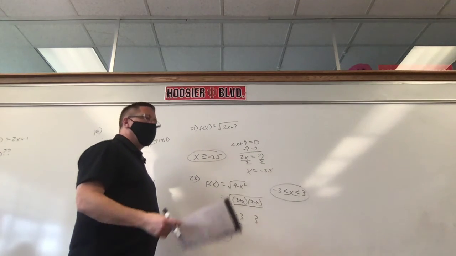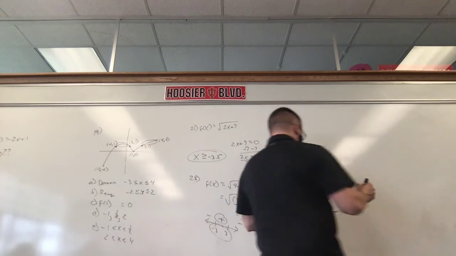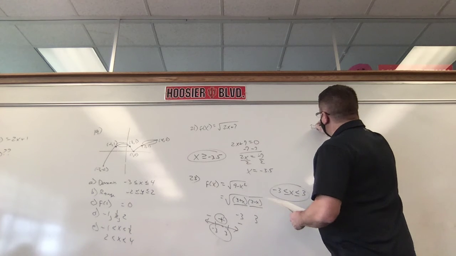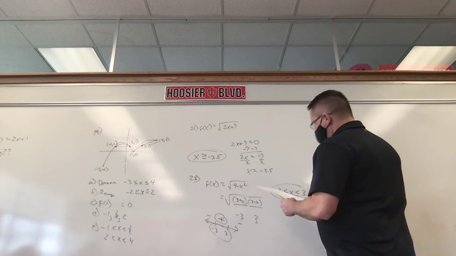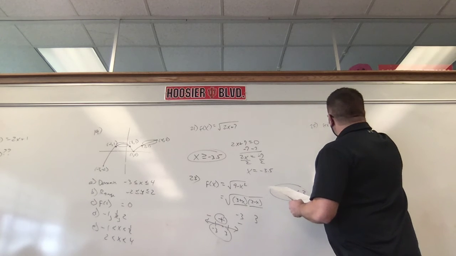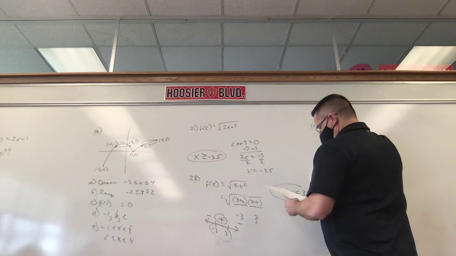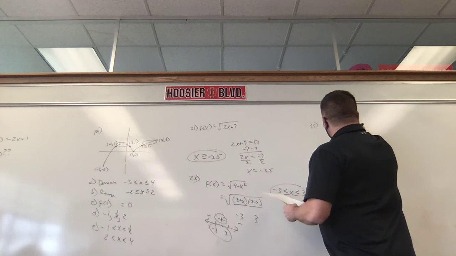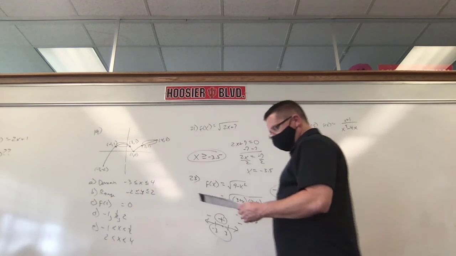Okay, last one for today. Number 25. It says f of x equals x plus 1 over x cubed minus 4x.